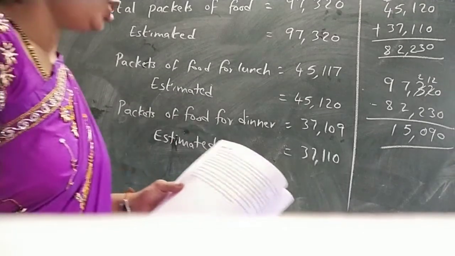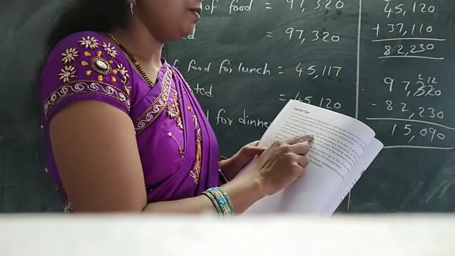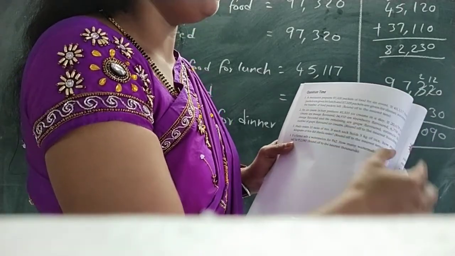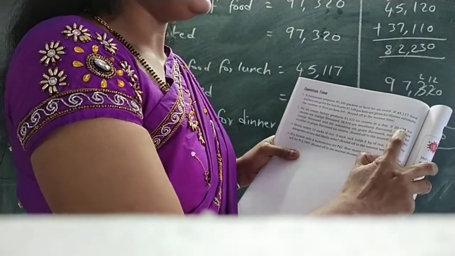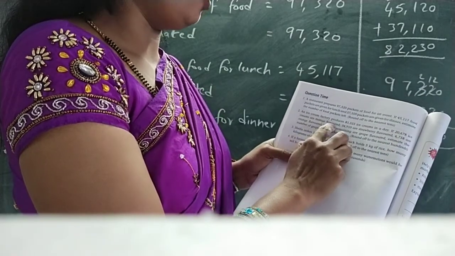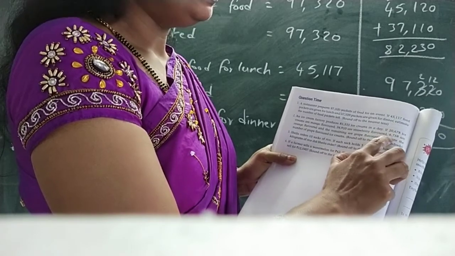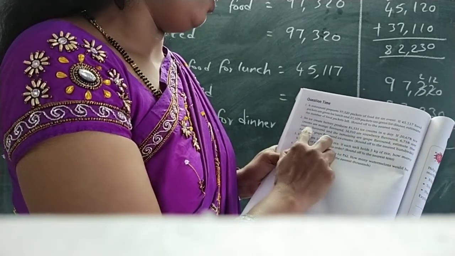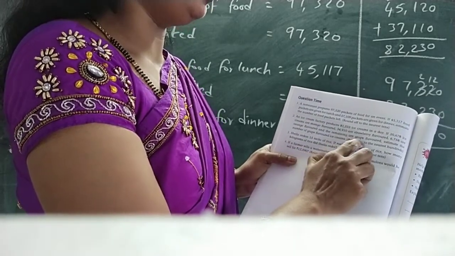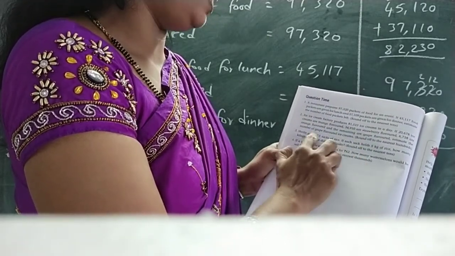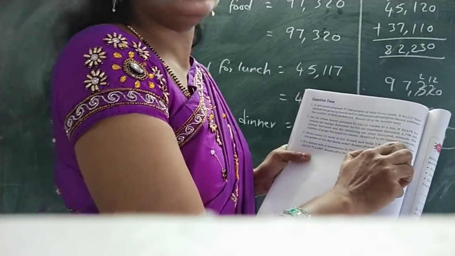See the second question. An ice cream factory produces 81,533 ice creams in a day. If 20,678 ice creams are mango flavored, 34,910 are strawberry flavored, 6,758 are orange flavored, and the remaining are grape flavored, estimate the number of grape flavored ice creams, rounding off to the nearest hundreds.